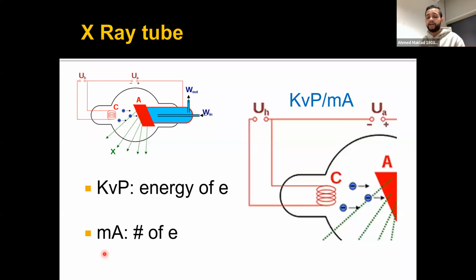KVP has an exponential growth, so if you double it, you quadruple the energy. But with MA, if you double it, you double the number of electrons. It's a linear relationship.